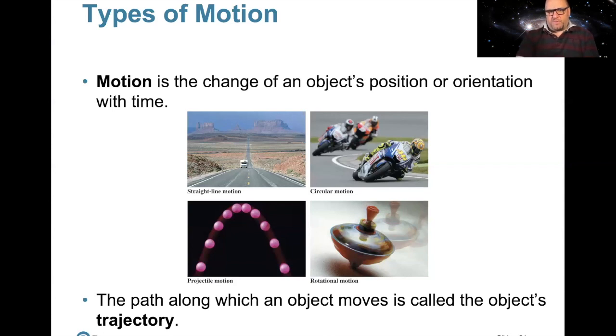So if you have a projectile here, you can see that when you throw a ball up in the air, at first it moves really quickly, but then up here at the top, it starts to move a little bit slower. And this is a really useful diagram that we're going to look at later. The path along which an object moved is called the object's trajectory.